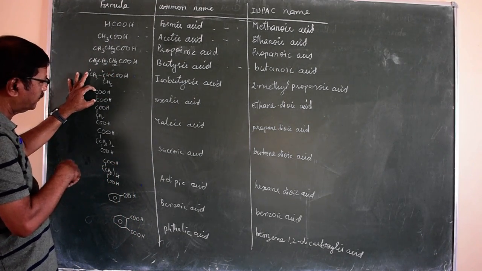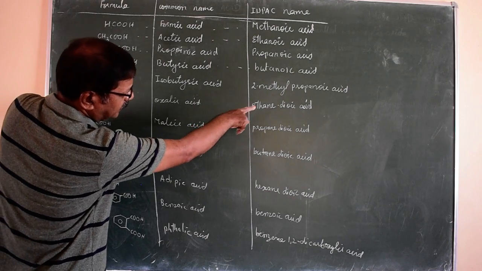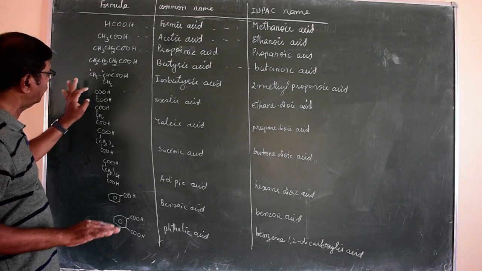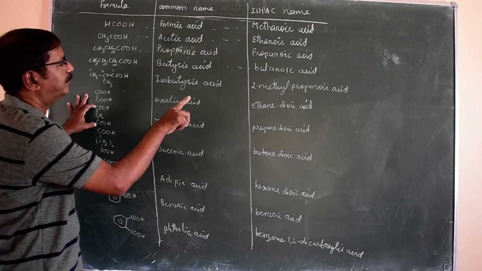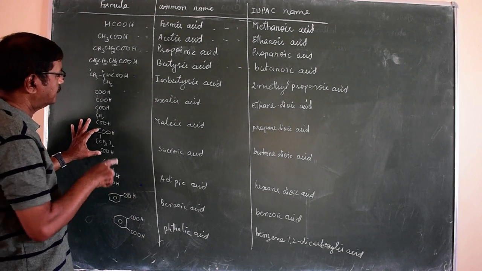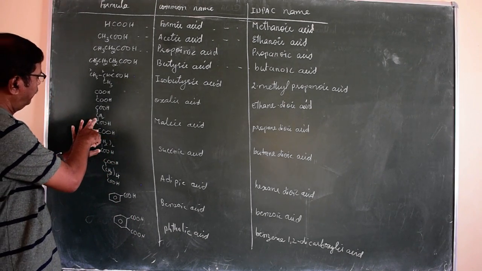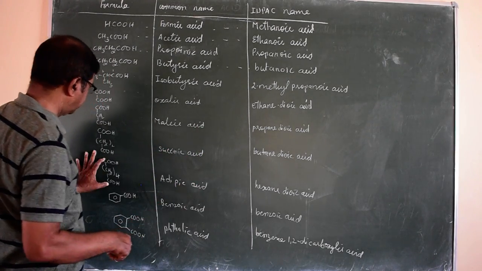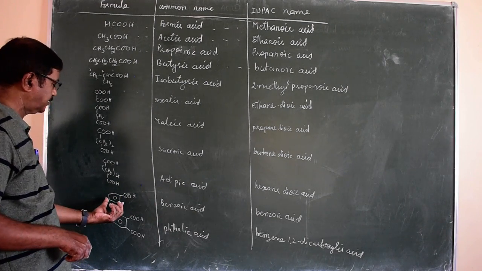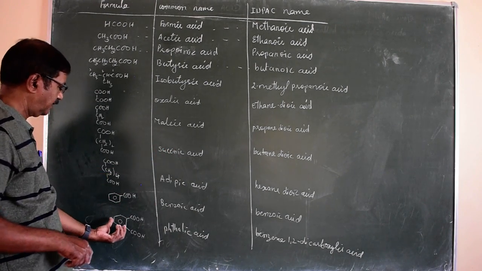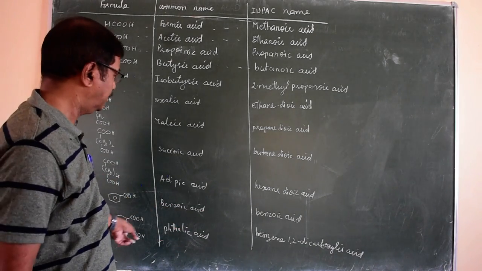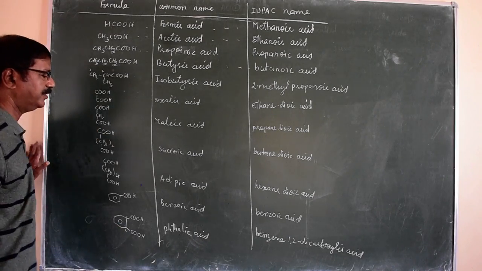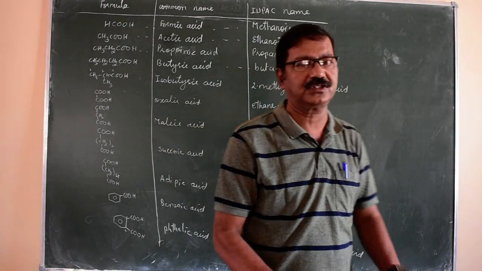Now 2 carboxyl groups are there, it's 1 and 2. So ethane dioic acid, no need to write the number because the COOH group is always on the terminal carbon. We have 3 carbons, so it's propane dioic acid. Succinic acid is the common name, number of carbons 4, butane dioic acid. 6 carbon hexane dioic acid. And we know this is called benzoic acid or benzene carboxylic acid, and this one is benzene 1, 2 dicarboxylic acid.